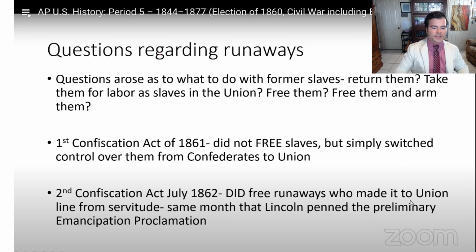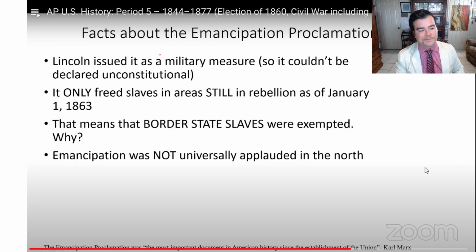So there's a couple laws that kind of settle this issue, right? Confiscation Act of 1861. It didn't free the slaves, but it just gave control of them to the Union, right? They're not gonna give them back to the Confederates, but they were still slaves, right? Confiscation Act of a year later, so it did free the runaways who made it to the Union, and then Lincoln is gonna do the Emancipation Proclamation, which pretty much is the same thing, right? Frees the slaves in the South.